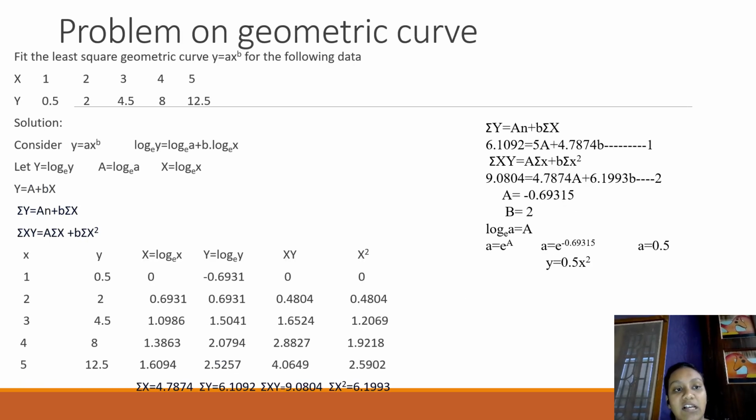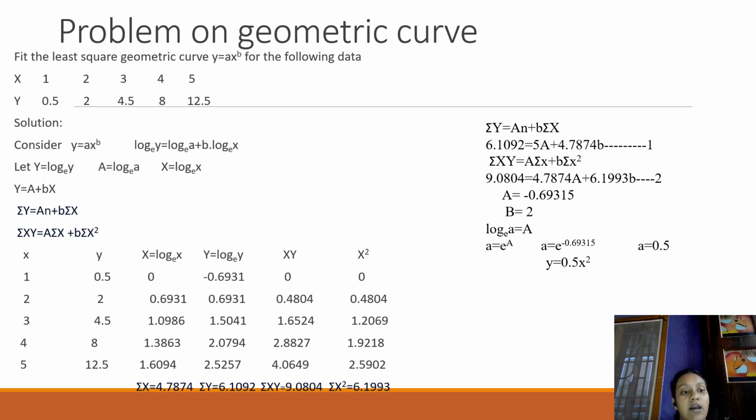Now let us go to the last problem on the geometric curve. Fit the least square geometric curve y equals ax power b for the following data. The given data is x equals 1, 2, 3, 4, and 5, and the values of y are given as 0.5, 2, 4.5, 8, and 12.5.